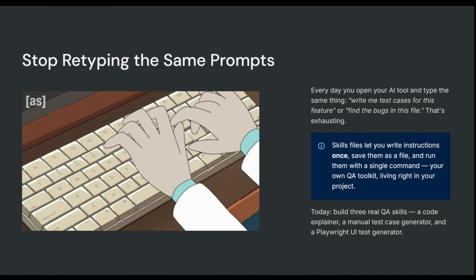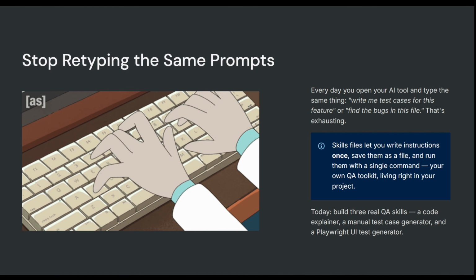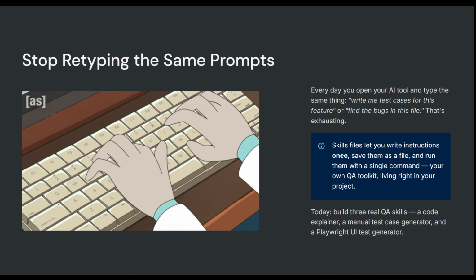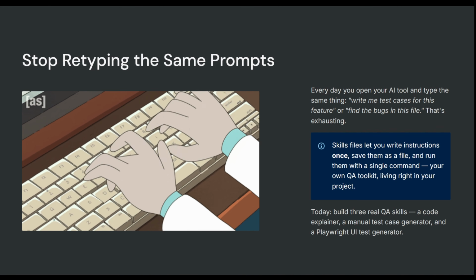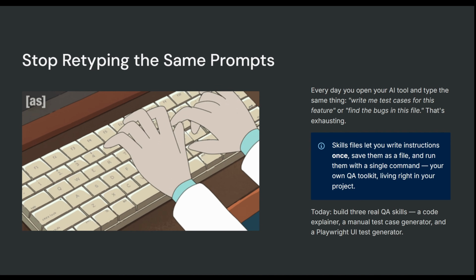In this video, I'm going to show you what skills files actually are, how to build them from scratch, and then we're going to make 3 real QA ones together. We'll make a code explainer, a manual test generator, and a Playwright UI test generator. So by the end of this, you're going to have actual files you can drop into your own project today.